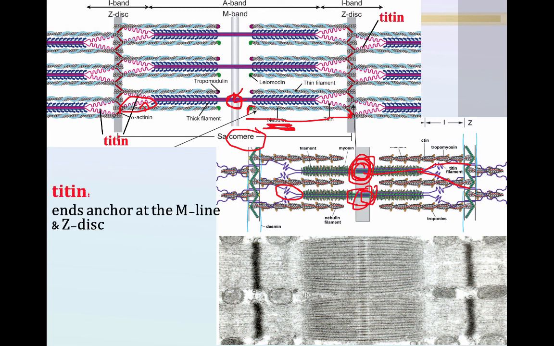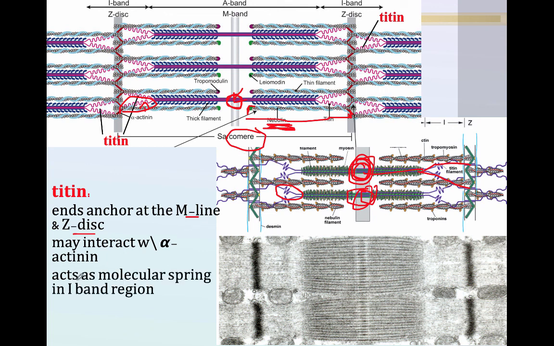Titin, what does it do? Well, the ends again anchor at the M line and the Z disc, and we may learn as we study this better and get more detail that we're going to modify this a little bit. But at this point, that's what we believe. At one end, it actually interacts with the alpha-actinin here at the Z disc. It acts as a molecular spring in the I band region. And so it's what's primarily responsible for the elasticity of skeletal muscle.